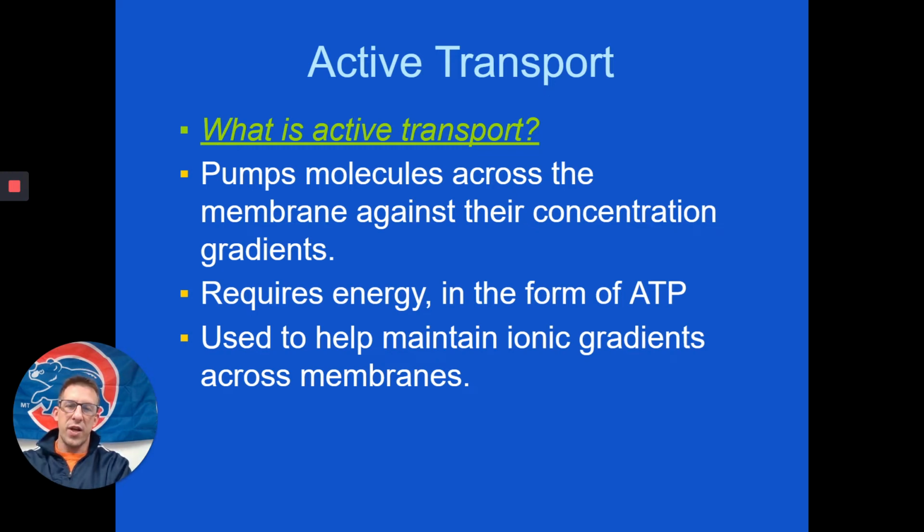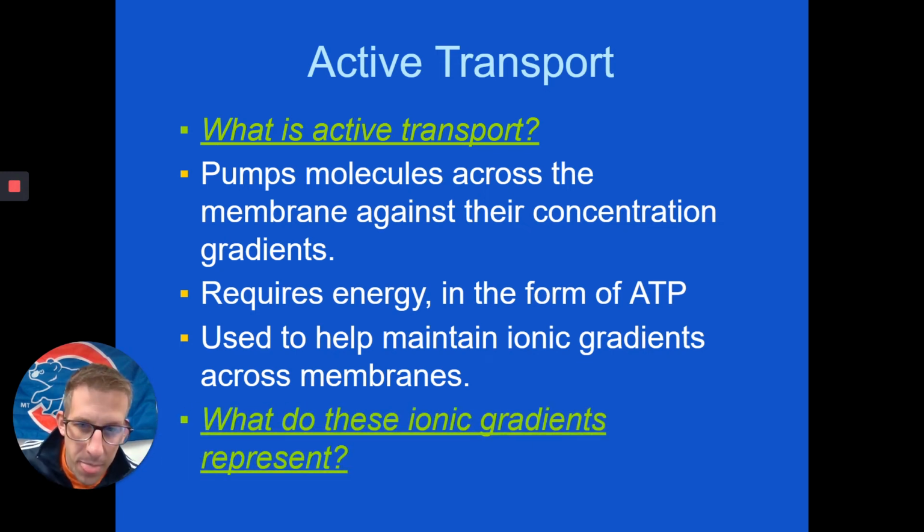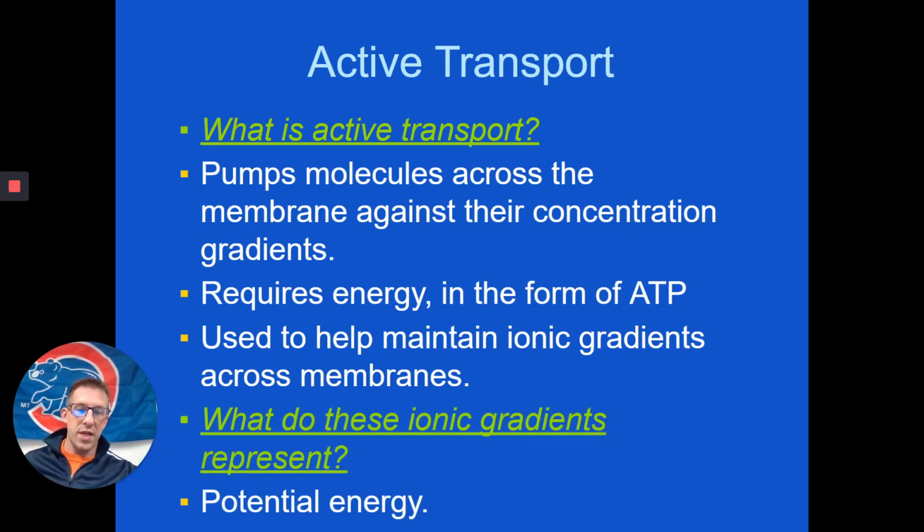So in active transport, you generally have things called pumps that will actually take molecules and put them where they shouldn't be naturally, okay, or passively, right? And this requires energy to do that. And this is used to maintain something known as the ionic gradient. And these ionic gradients represent potential energy.